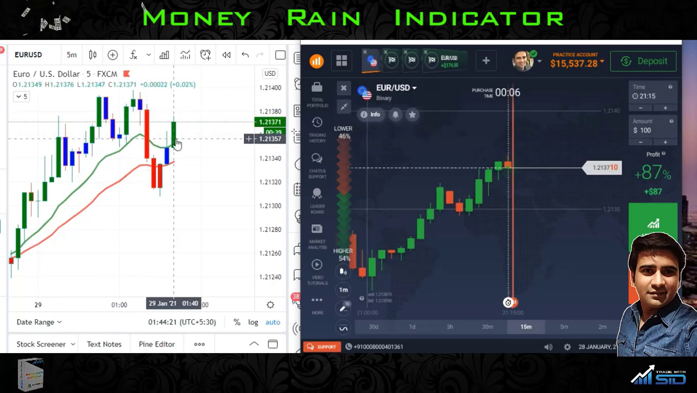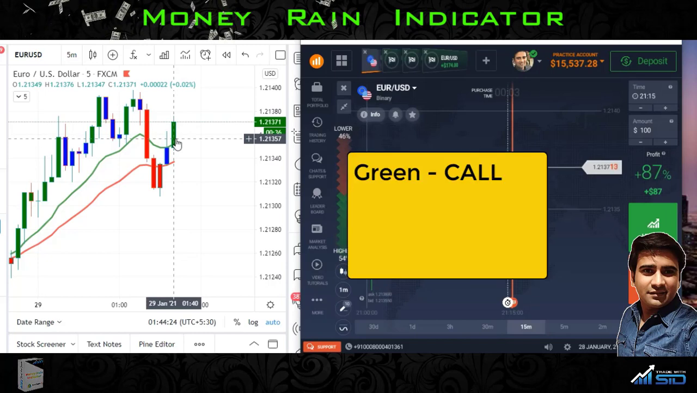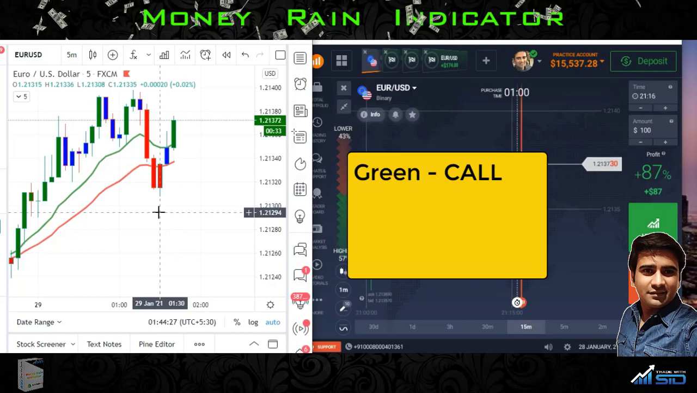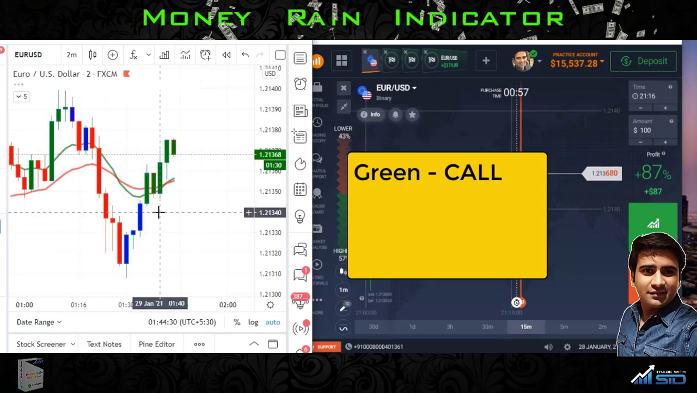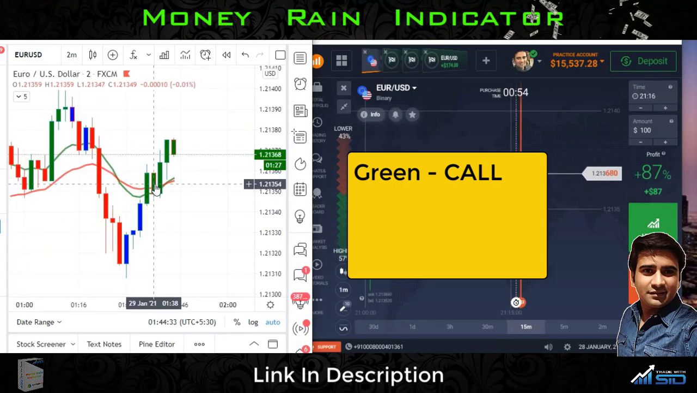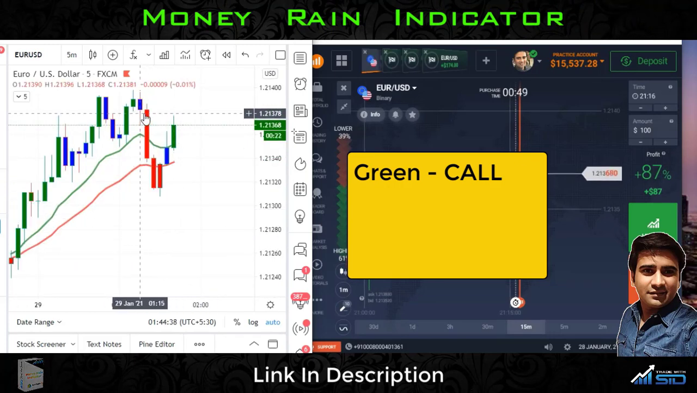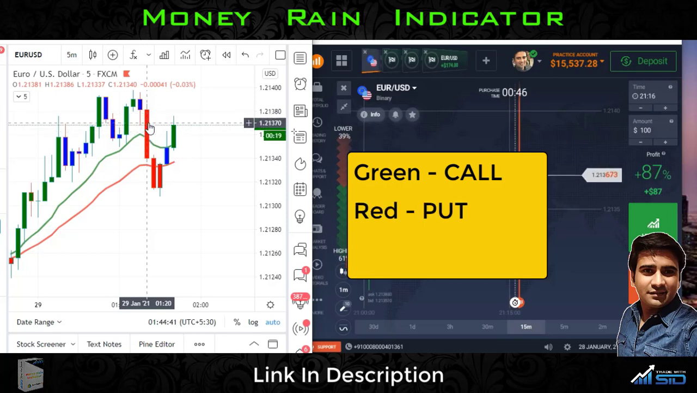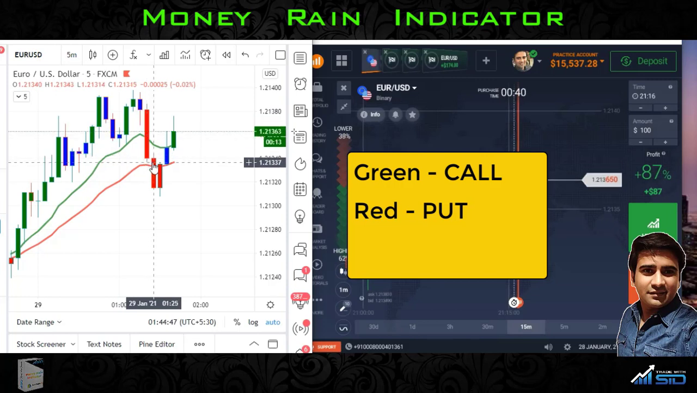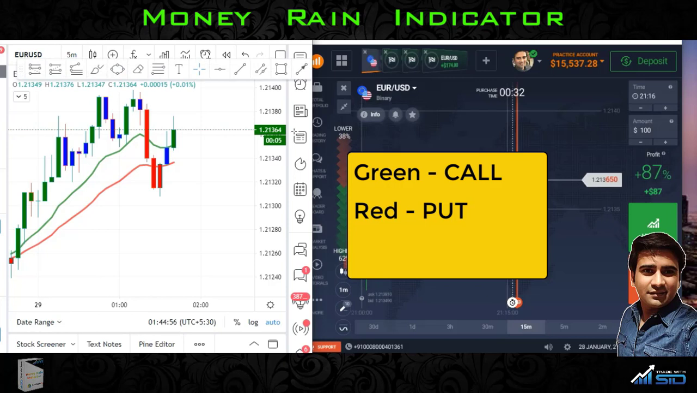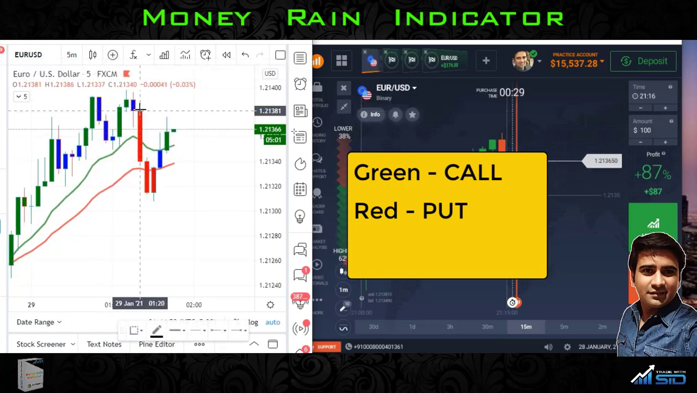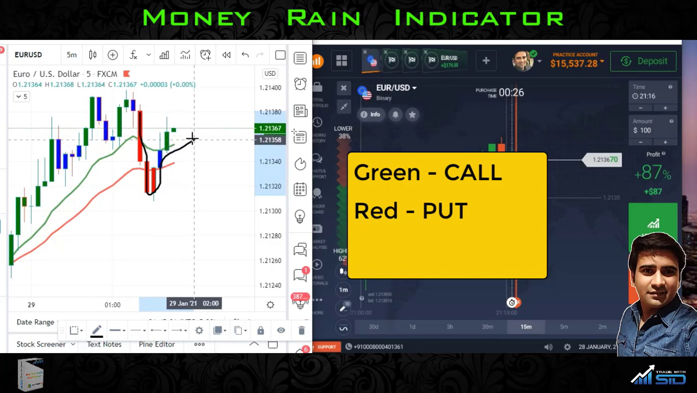Whenever there is a green color, guys, you will take a call option. Getting my point? On the 2 minutes time frame the color was green, and I was continuously taking call options. Once the color is red, we are going to take the put option. We stay on the side of the put option until the color red changes to blue, because whenever red changes to blue, that means the upward movement will start.